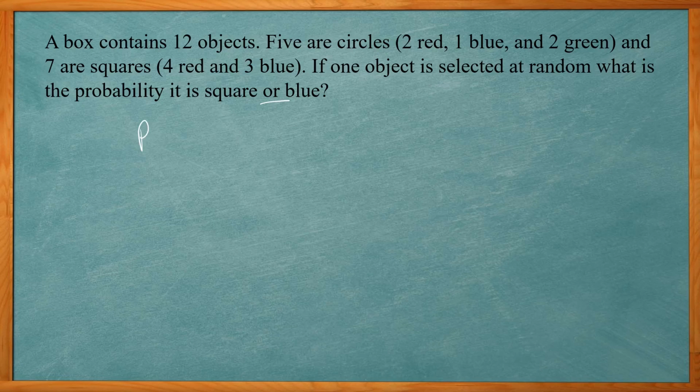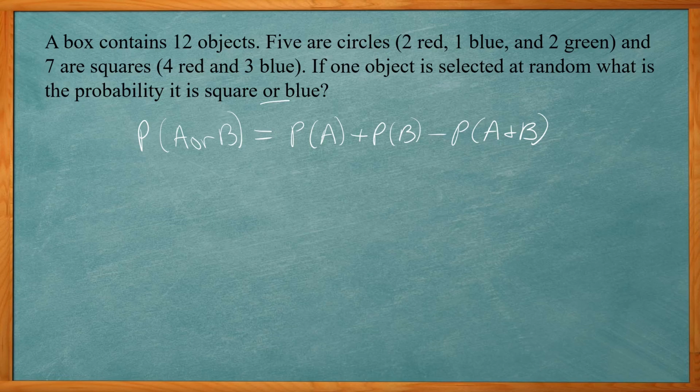So remember, the probability of A or B is equal to the probability of A plus the probability of B minus the probability of A and B, both of them happening at the same time.